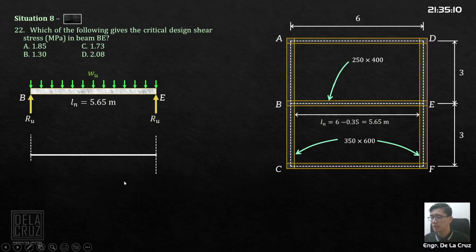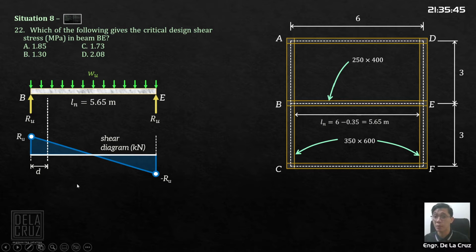Kasi kung i-plot natin yung shear diagram, alright, if these are equal, so yung shear natin dito is equal to RU. Okay, then uniformly distributive load, bababa yan linearly, negative RU naman dito. So this is our shear diagram. Again, hahanapin natin yung critical shear strength, and that is according to the code, that is that can be taken at a D distance from the face of the support. Yung D na yan is the effective depth of the beam. Okay? Dito natin hahanapin yung ating critical shear stress.